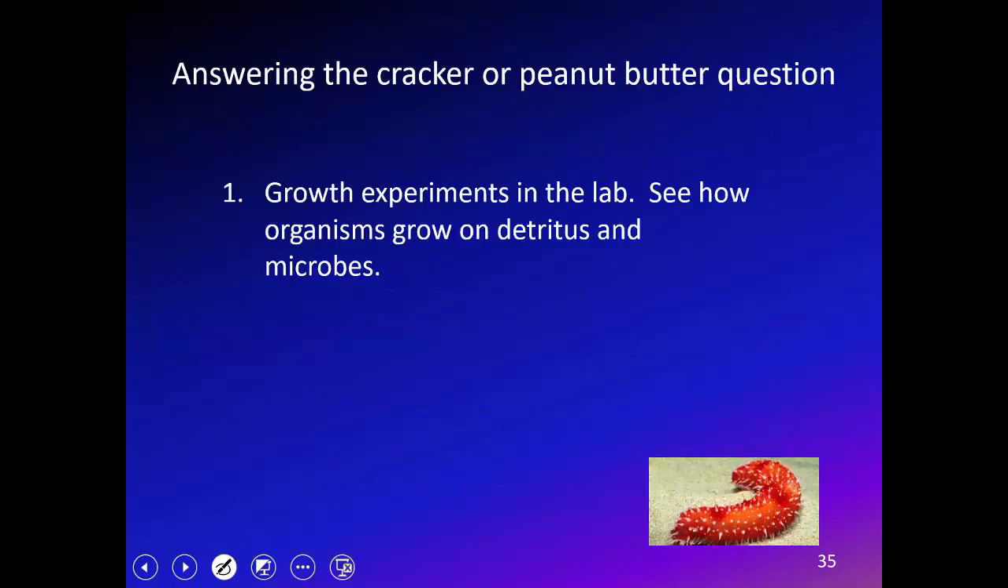So how do you answer that? Well, one thing you do is you can grow these organisms in the lab. Some of you can grow in the lab, or at least keep in the lab long enough to see what they eat and see whether it grows better on detritus or microbes. Another way to answer this question is you look at their guts.